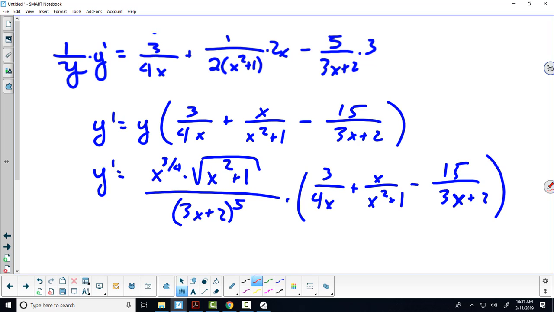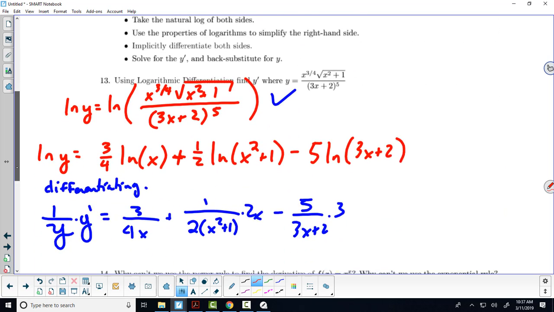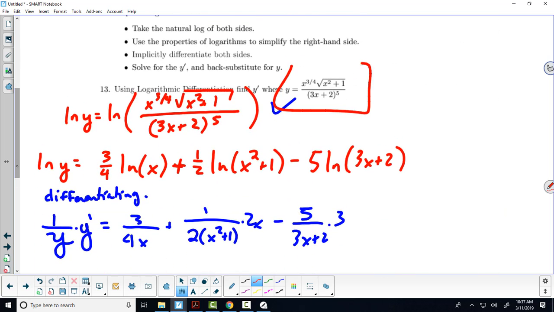So what is this right here? That's y. I can't have y in my answer, so what did you say we did? We substituted what the original equation for y was, which was listed right here. Good.